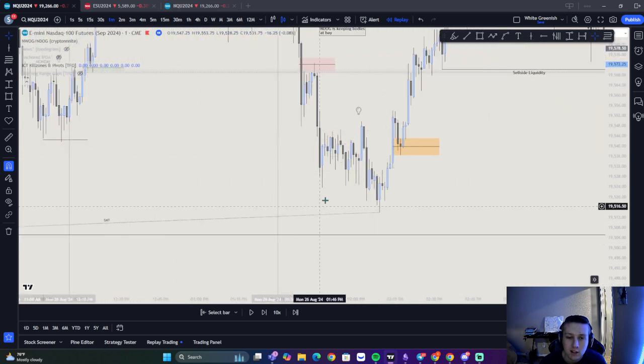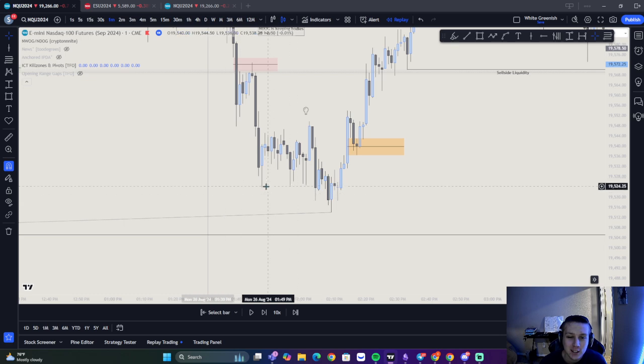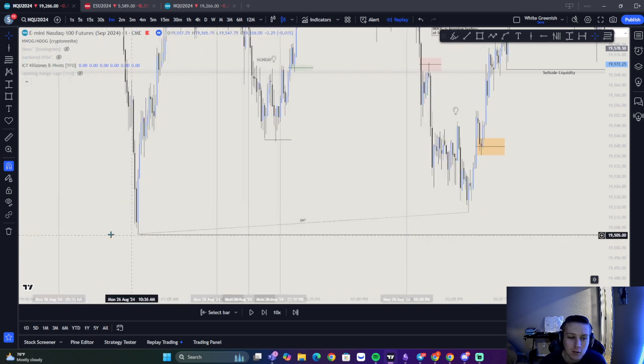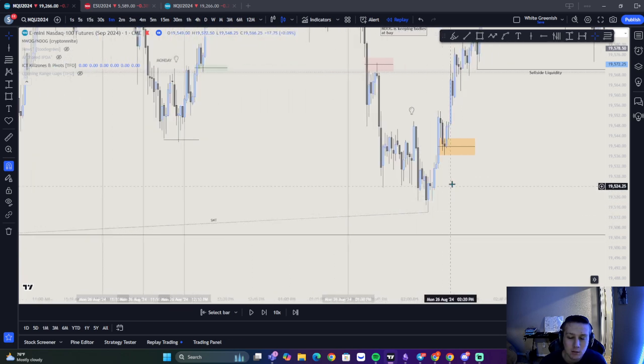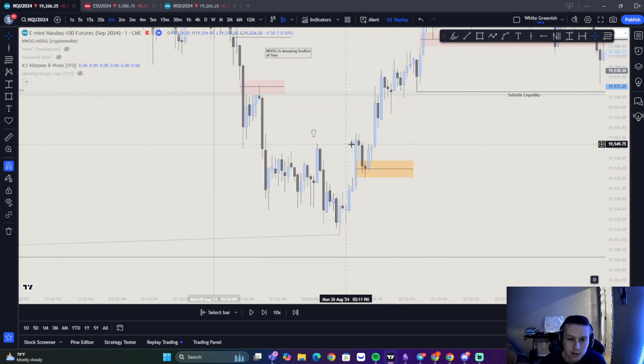What do we have here? Market structure shift. Sell side taken 1, 2, 3, 4. And we have SMT here. So we count this as a sweep. Divergence right there.